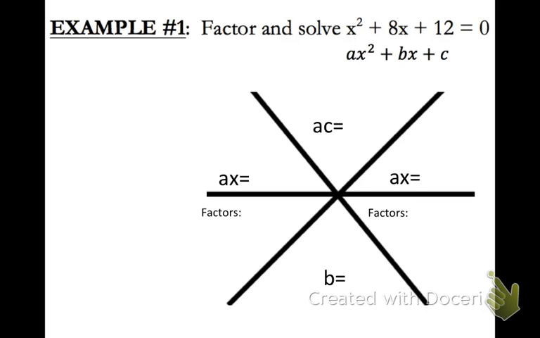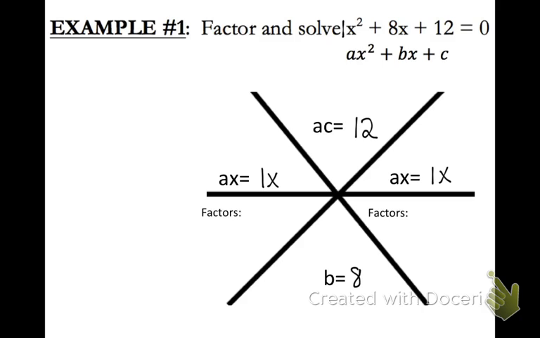Okay, here's our first example. This is back up at the top of your notes now. So our first example is x squared plus 8x plus 12. And we're going to take note that A is 1, B is 8, and C is 12 here. So filling in our star, we're going to start with AC. A times C is 1 times 12, which is just 12. AX on both sides is going to be 1x and 1x. You do not need to put the 1 if you don't want to. And then B is our middle coefficient, which is 8.